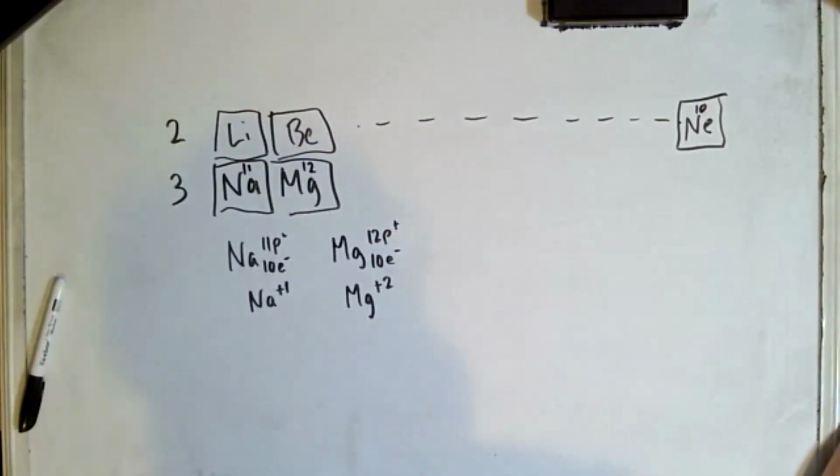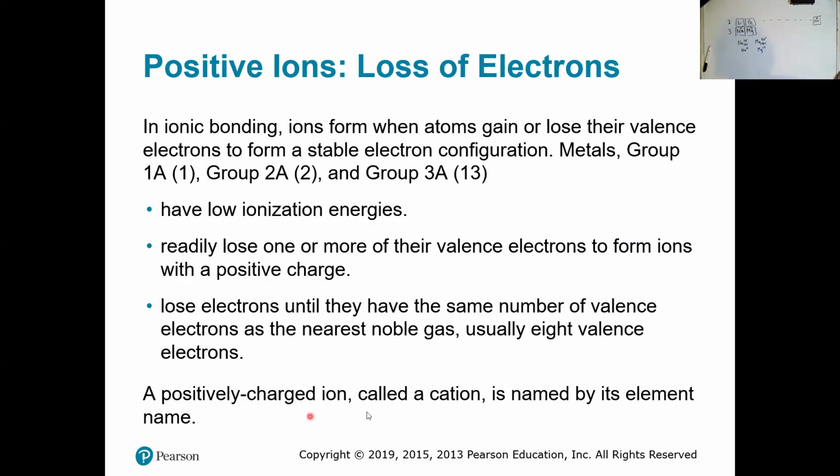Another name for a positively charged ion that you want to be familiar with is the term cation. A positively charged ion called a cation is named by its element name. So cation is the overall name that we give to anything that is positively charged. The sodium ion and the magnesium ion from our example are both cations.